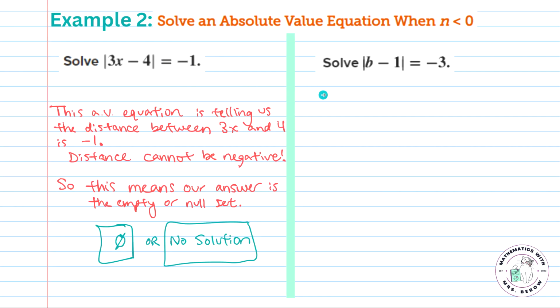If we take a look at this one on the right, you don't necessarily have to write everything that I have written in this orangey red color here, but this is the same situation. We have the absolute value of b minus 1 is equal to negative 3. So this is telling us that the difference between b and 1 is negative 3. That doesn't make sense. And so this is also going to have an answer of just the null set, or you could put no solution.